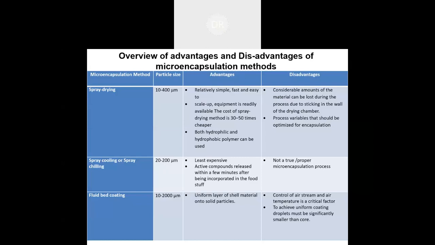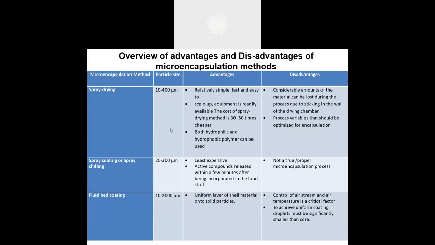Then fluidized bed drying, as we have discussed, the size of the particles is bigger than spray drying. You will get 10 to 200 micrometers in size. Here you will get uniform particles, means uniform microencapsules. But control of the air pressure is slightly difficult in this method.